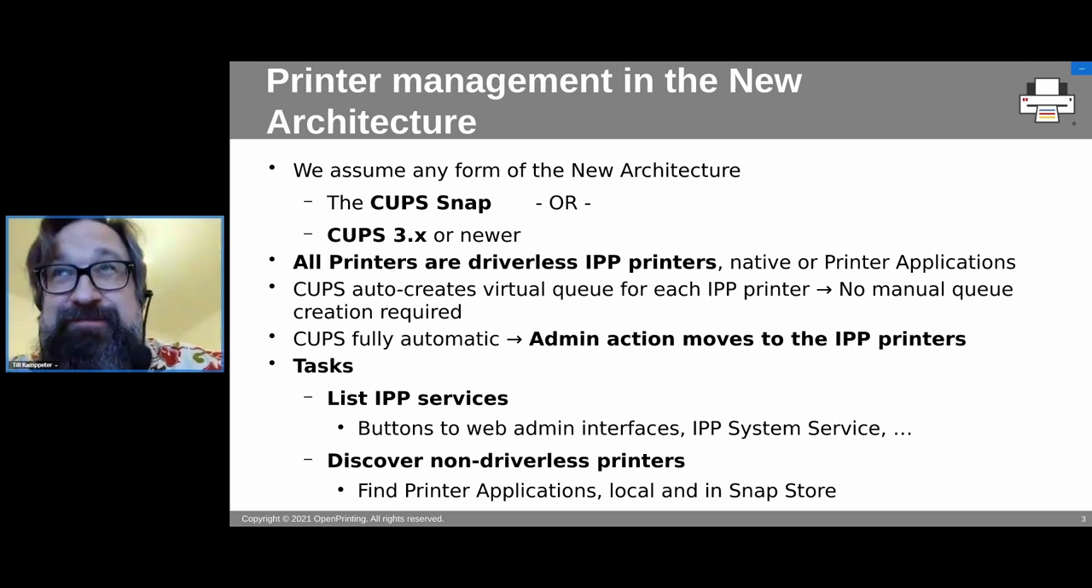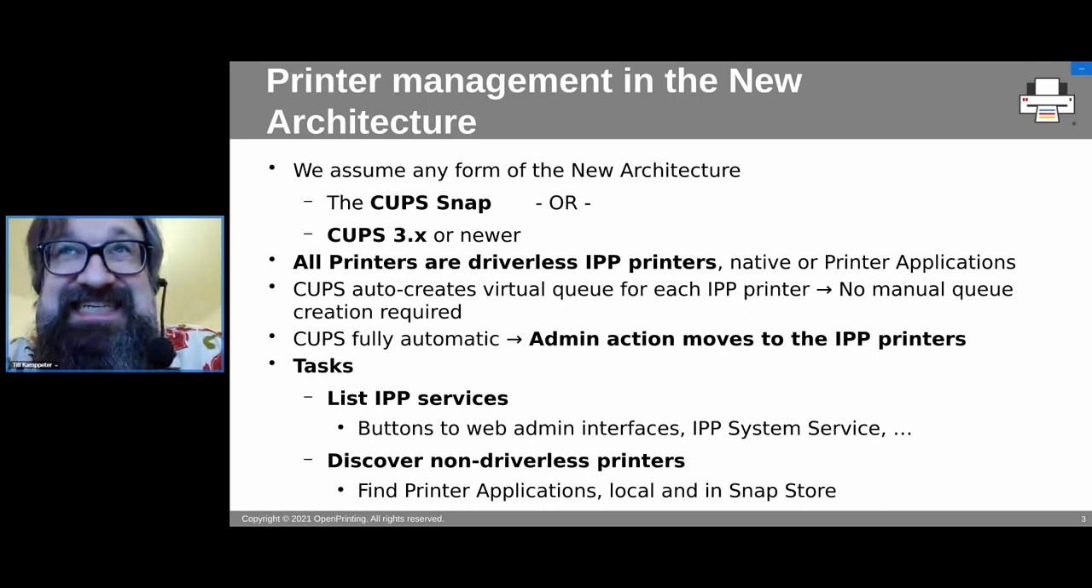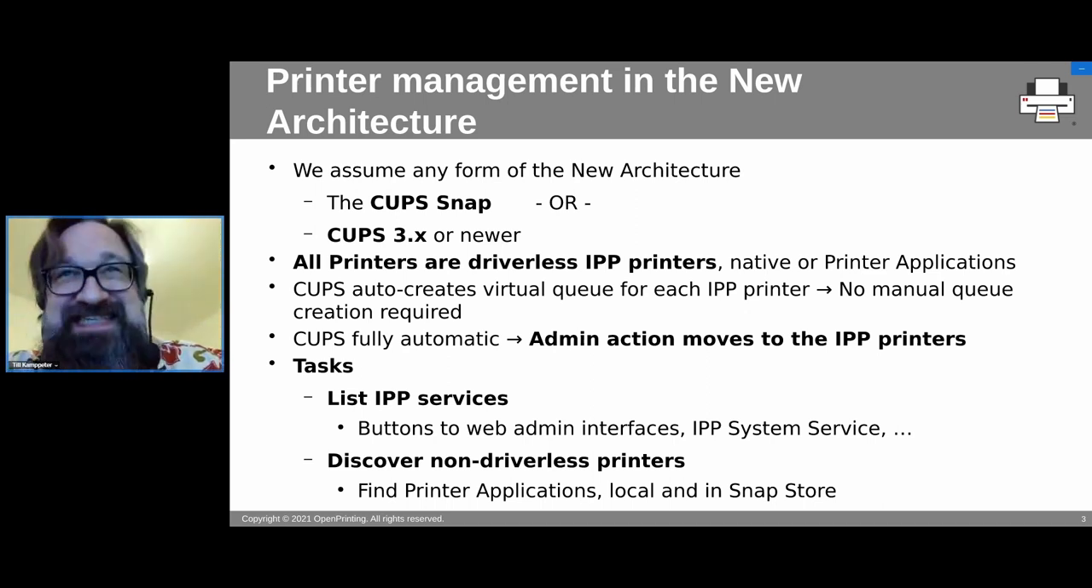And therefore, in both cases, we need changes in the printer setup tool. All printers are driverless IPP printers. In CUPS, we do not create queues with a PPD and a filter anymore. CUPS sees driverless IPP printers on the network. These can be native network printers, but they can also be printer applications. But all the time, it's a driverless IPP printer, and CUPS creates a temporary queue for it.